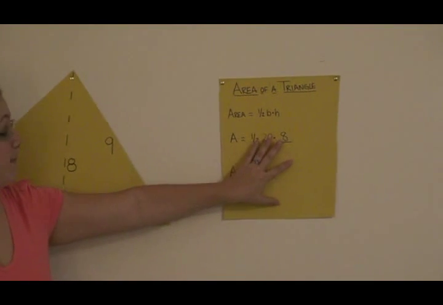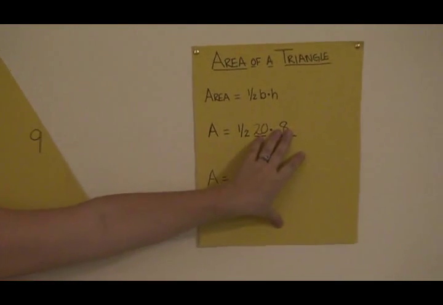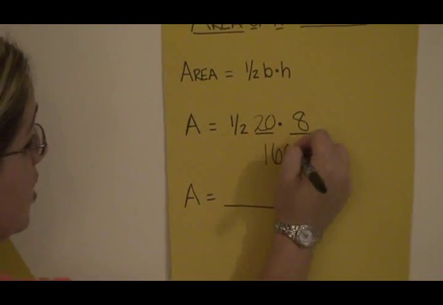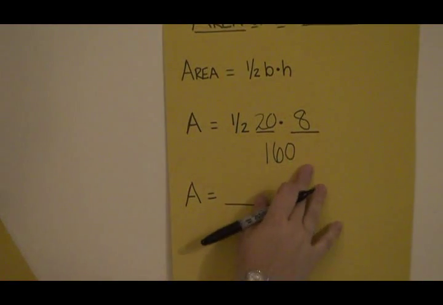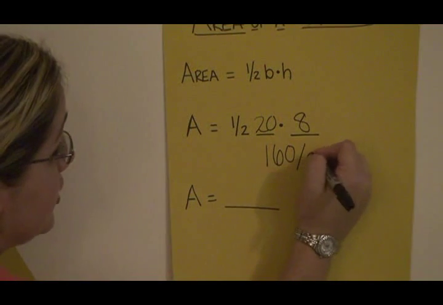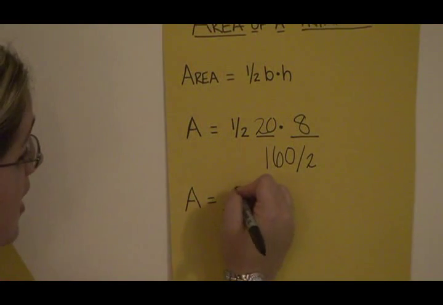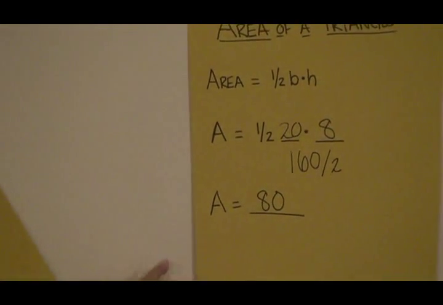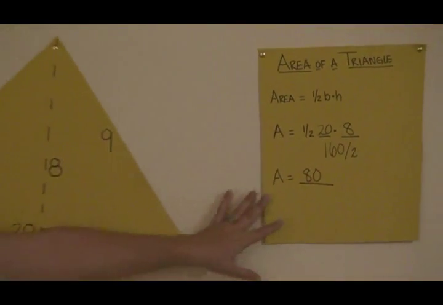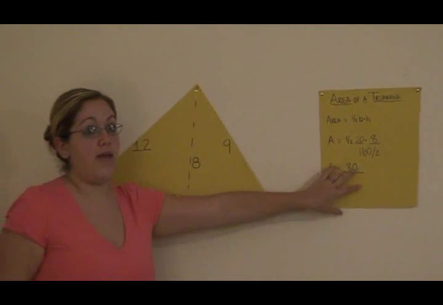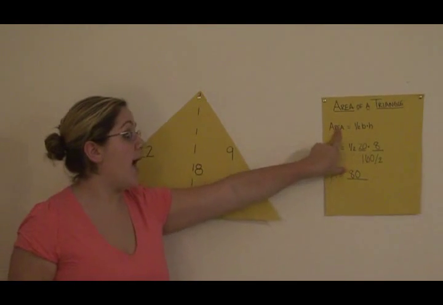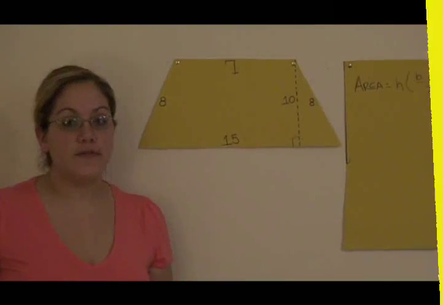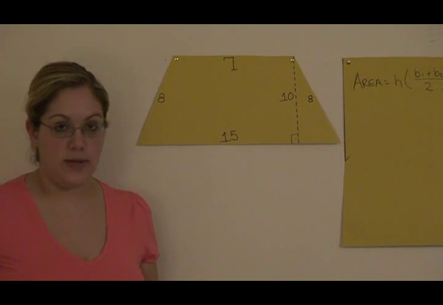1/2 20 times 8: 20 times 8 is equal to 160. When you divide that by 2, your area is equal to 80. The area of this isosceles triangle is 80, and we found that using the formula 1/2 base times height. Now we are going to find the area of a trapezoid.